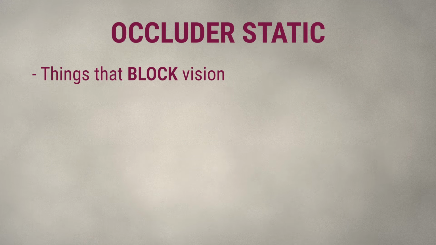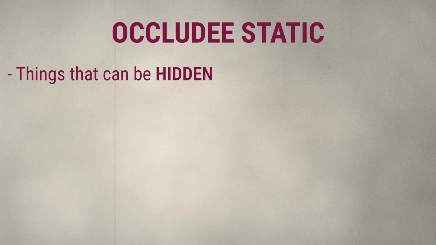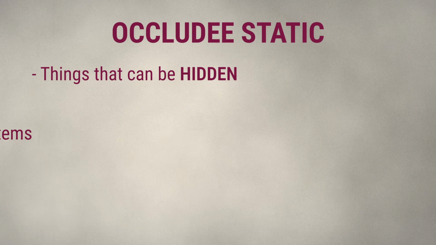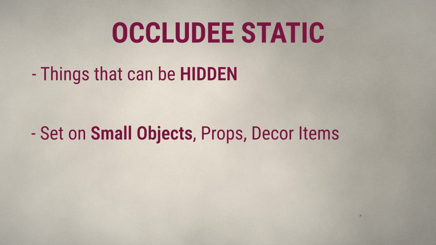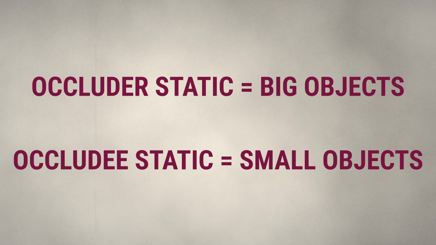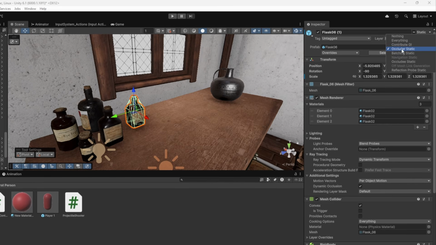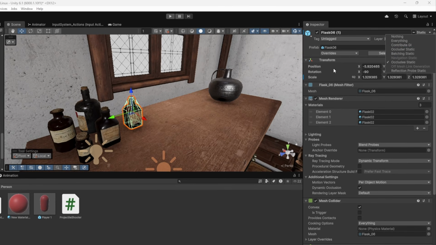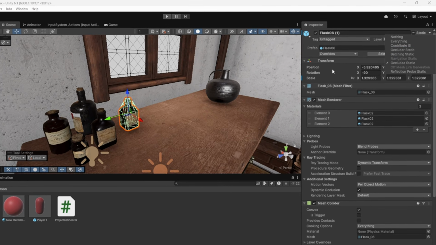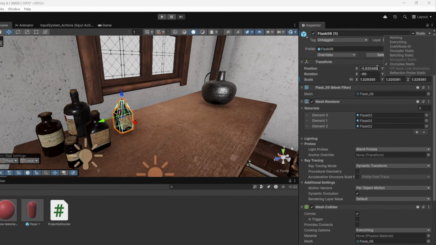Occluder static is meant for things that block vision, like walls, mountains, buildings, and floors. They hide other objects. Occludee static marks objects that can be hidden, and they are often set on small objects, props, and decor items. In short, Occluder static equals big objects, Occludee static equals small objects. Also, marking small objects as Occluder static, which is the wrong way, will make the CPU spend time calculating if this object blocks vision for other objects, which is a waste of CPU time.